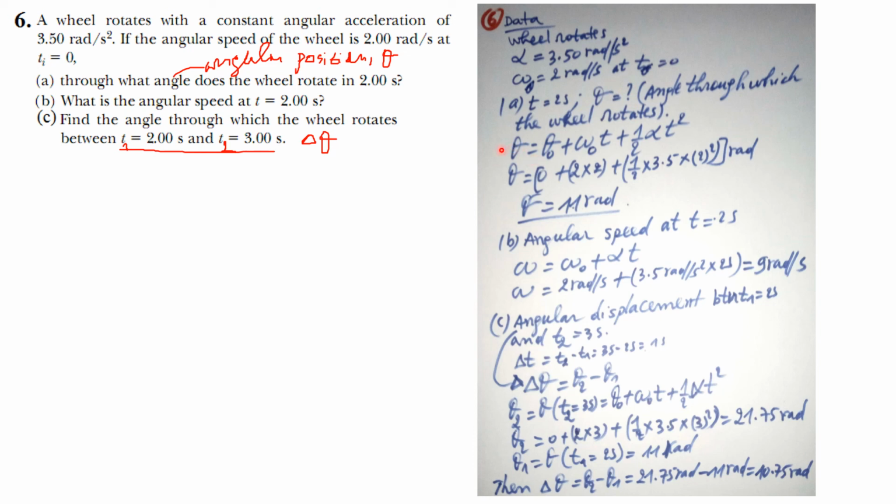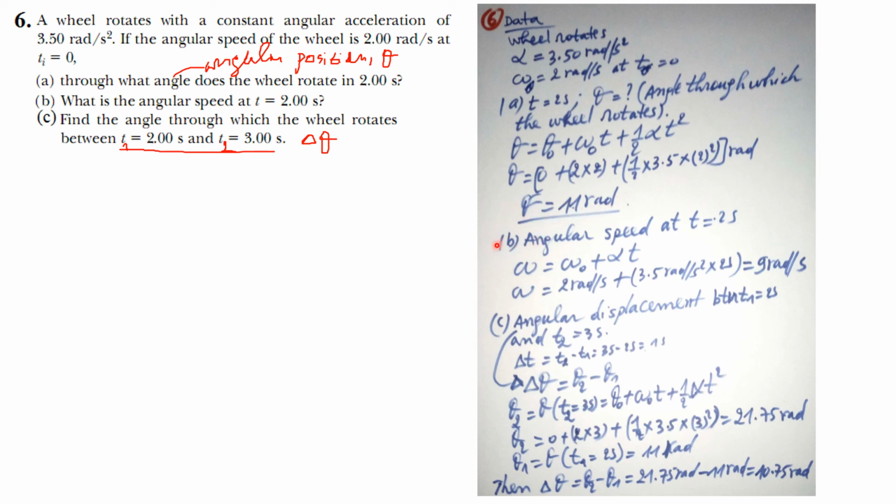By definition, theta equals theta 0 plus omega 0 t plus 1/2 alpha t squared. Theta 0 is 0 because it is not given. If it is given, we will use it. Then theta equals 2 times 2 plus 1 over 2 times 3.5 times 2 squared. This gives 11 radians.